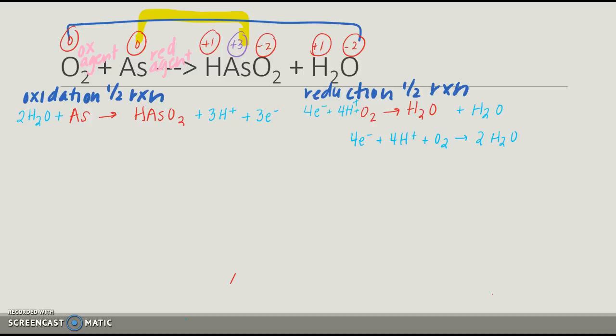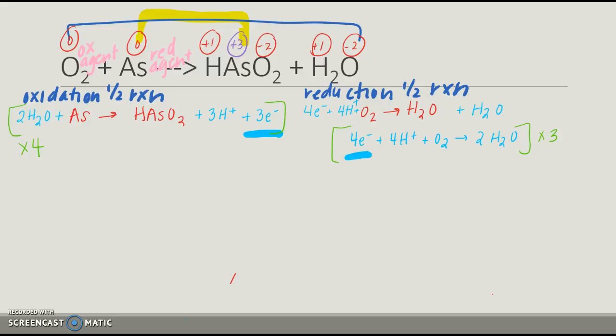gotten your 2 half reactions, then you look at the number of electrons. This one has 3, this one has 4. Remember, that has to be the same number. So what I'm going to do is I'm going to take this equation and I'm going to multiply it by 3. I'm going to take this equation and I'm going to multiply it by 4. That way I'll have 12 electrons on both sides, and then that would cancel out.